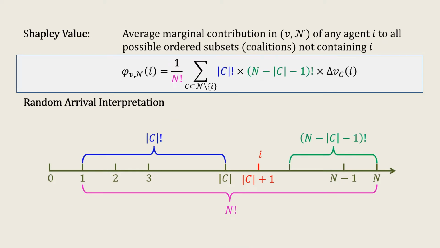The number of permutations of this sequence 1 through n is n factorial, and the number of permutations of the agents before the arrival of i is size of C factorial, and the number of permutations of the agents that arrived after i is n minus size of C minus 1 factorial.